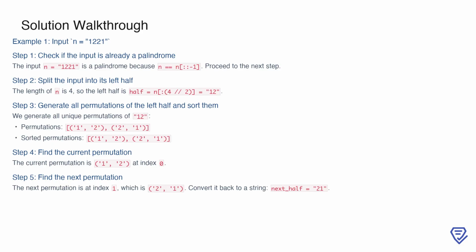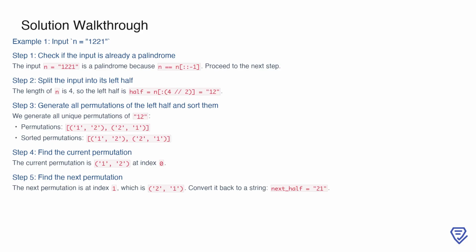To solve this problem, we start with the input n equals 1221. First, we check if the input is already a palindrome. Since 1221 reads the same forwards and backwards, it is indeed a palindrome. The next step is to split the input into its left half. The length of the string is 4, so we take the first two characters, resulting in half equals 12.